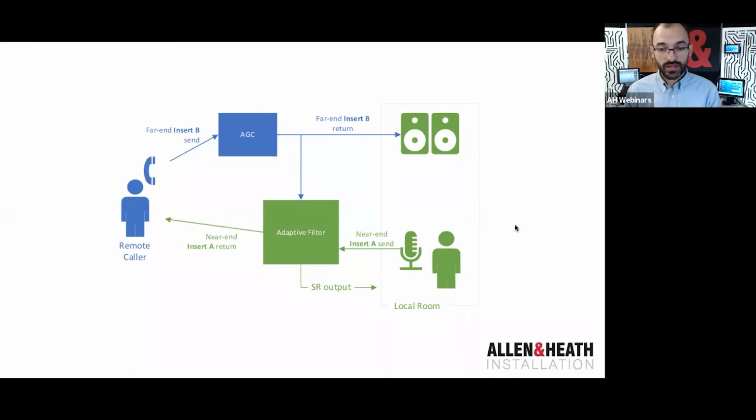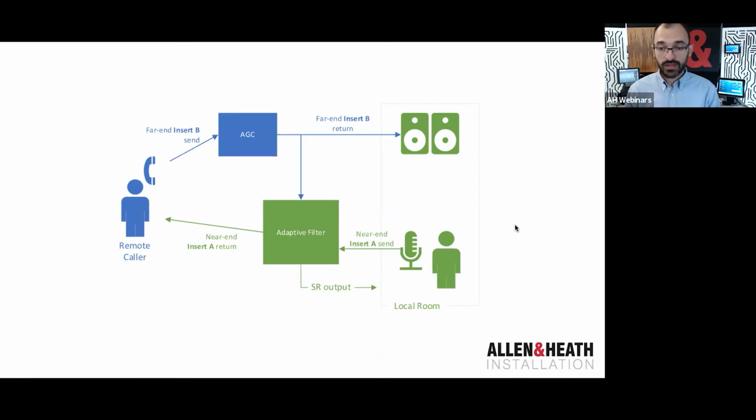Now, you'll see from this diagram that from the adaptive filter, I have my output going back to the remote caller, but I also have another output, which we call the sound reinforcement output, SR. And this is provided to give an additional near-end output before any talk state gating or comfort noise for voice reinforcement applications.